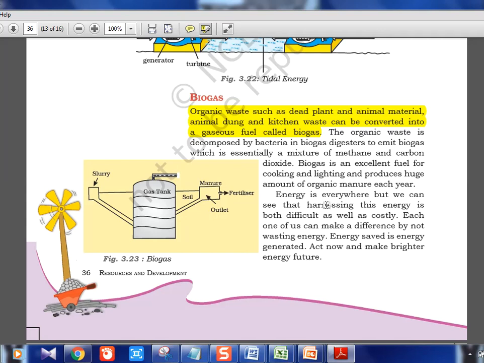Energy is everywhere, but we can see that harnessing this energy is both difficult as well as costly. Okay, so difficult as well as costly. Each one of us can make a difference by not wasting energy. Energy saved is energy generated. Okay, these kinds of quotes you can use in your answers related to energy or Paris climate change or something. Energy saved is energy generated.